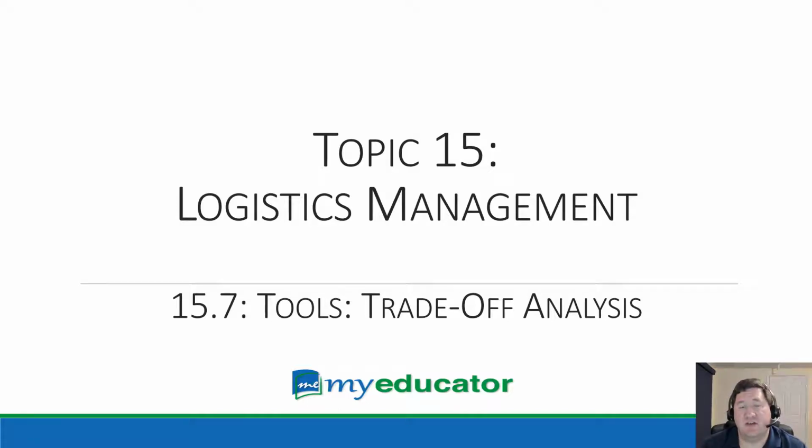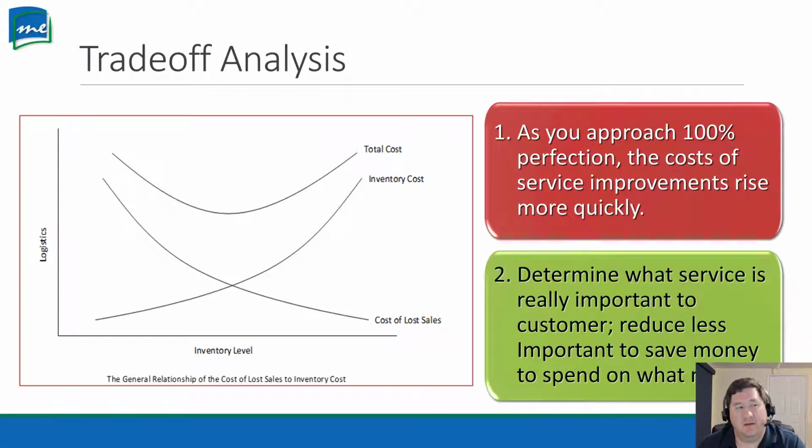Topic 15 also has these tools, such as a trade-off analysis. What are we giving up so we gain something else? Or how do we figure out that point? So the trade-off analysis is very simple.